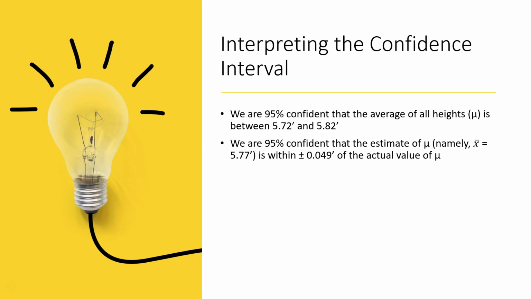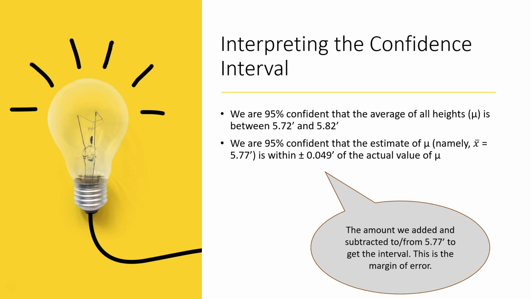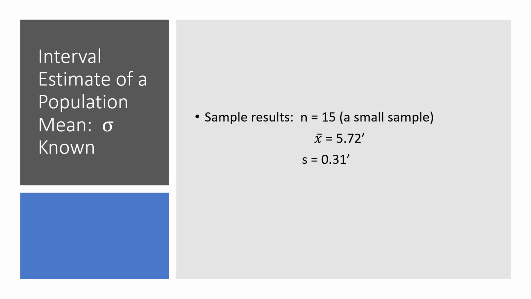We are 95% confident that the estimate of our population mean, which in this case would be our sample mean of 5.77, is going to be within plus or minus 0.049 feet of that actual mean value. So that plus or minus amount is the amount that we added and subtracted to and from 5.77 to get that lower bound and the upper bound, and that is called our margin of error.